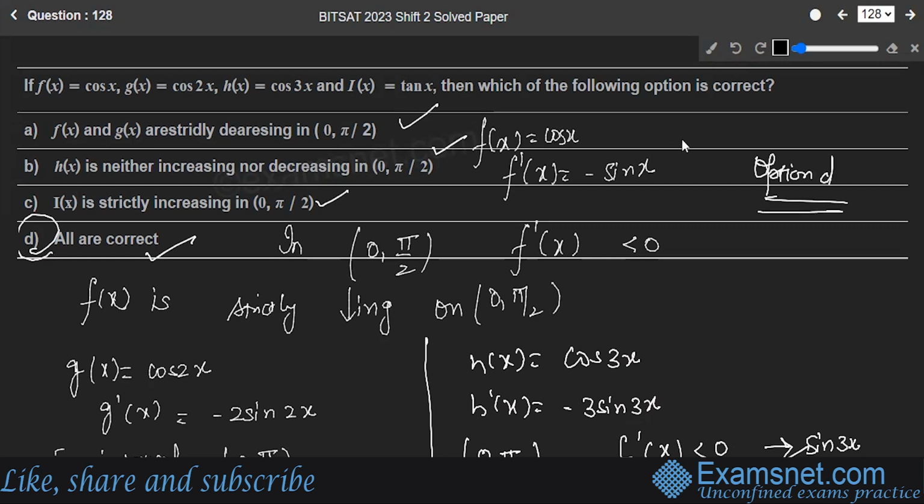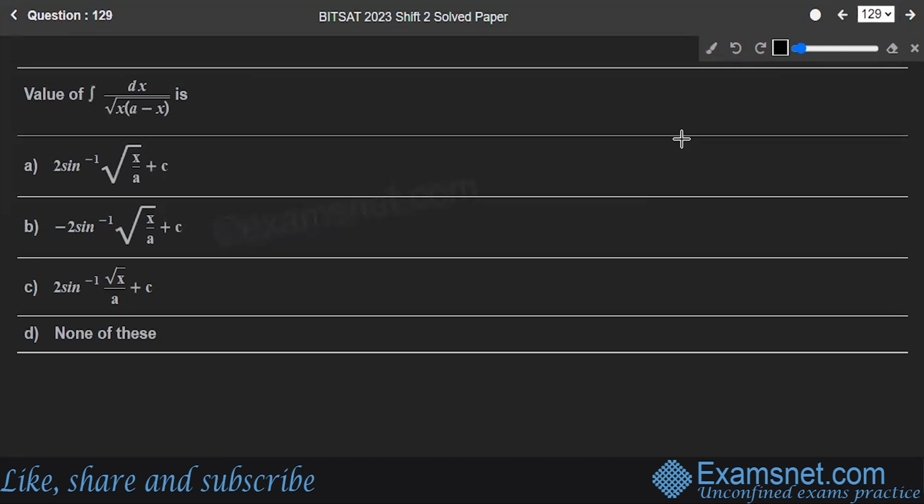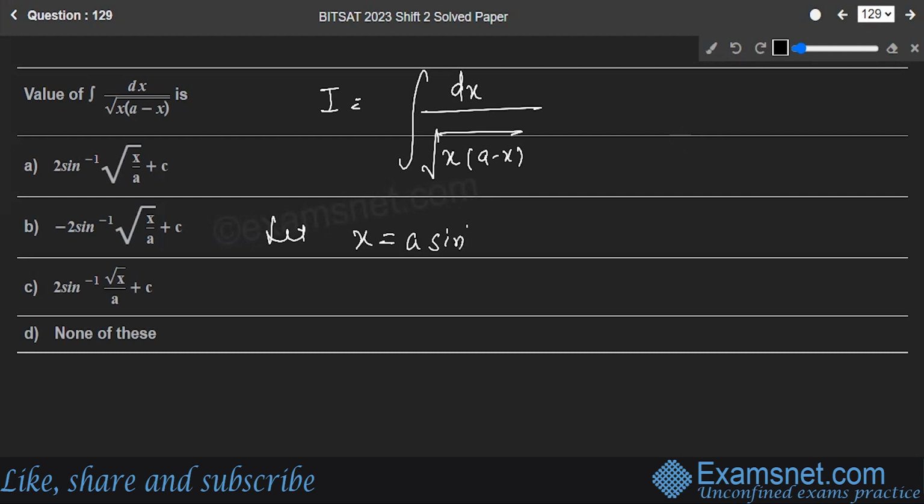Hope you got that. Let's take question number 129. The value of the integral dx upon root of x into (a minus x) is. So you have to find the integral of dx upon root of this thing. Let's say x is equal to a sin square theta. Therefore dx will be equal to 2a sin theta cos theta d theta.